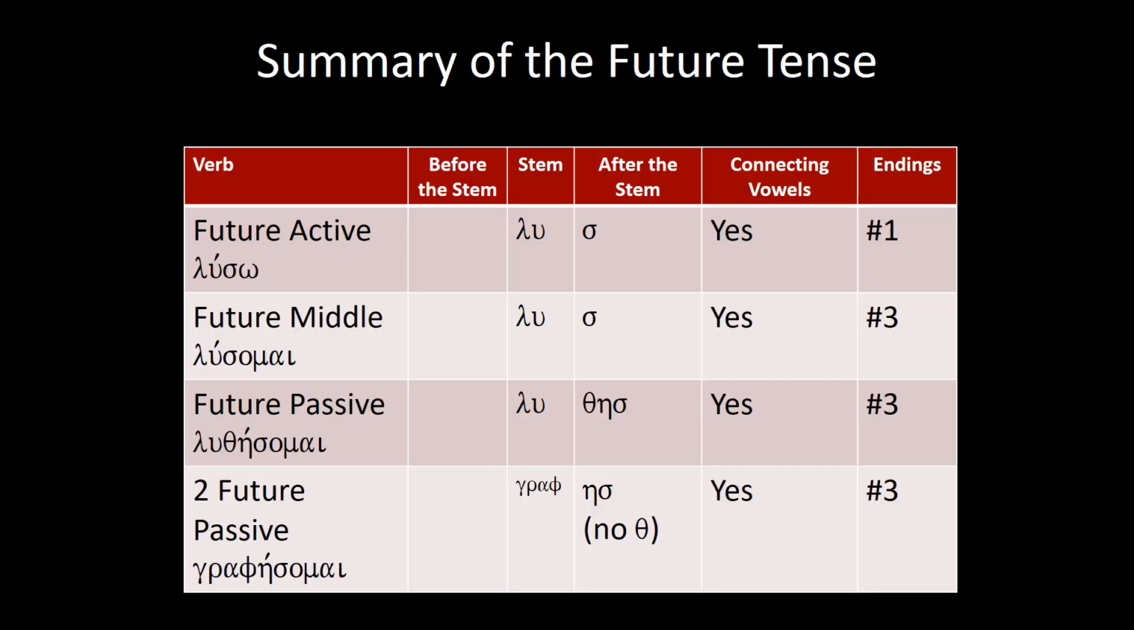So let's look at this chart again. We've got verb stem, then we've got sigma, that great future tense key. We've got connecting vowels, then we have endings. Then on the future passive, we have theta eta right before the sigma, and then on the second future passive, we just have eta before the sigma.